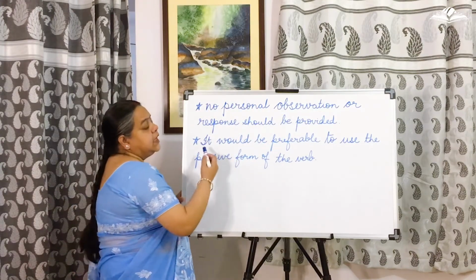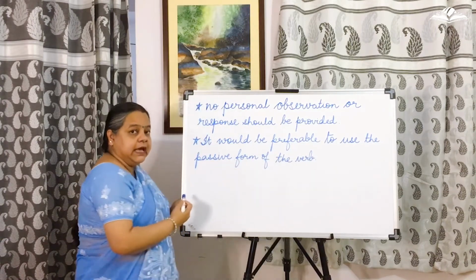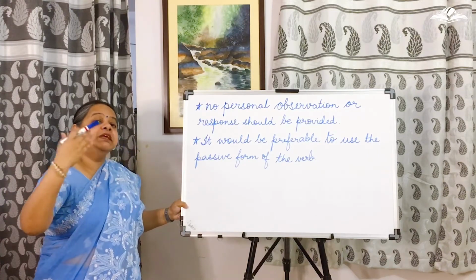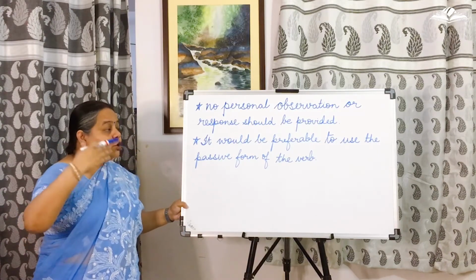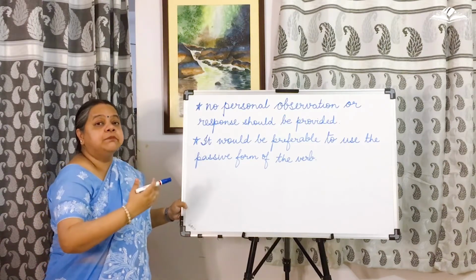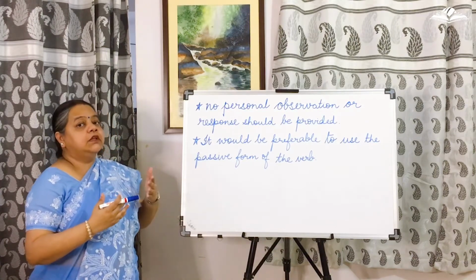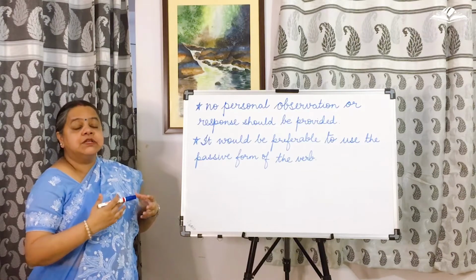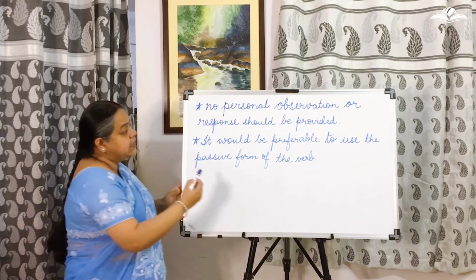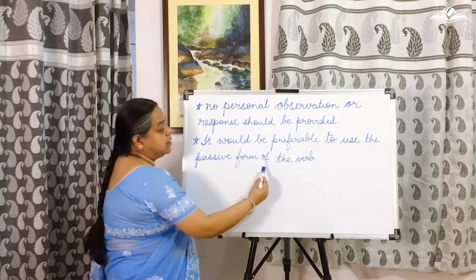And lastly, it would be preferable to use the passive form of the verb. For instance, you have to say that it has been stated that, because you are writing in the past tense. You cannot write anything that is there in the present. So we generally use the passive form when we write about any action that has already occurred, that has already been completed. So please remember, children, that when you are writing your analytical paragraph, always use the passive form of the verb.